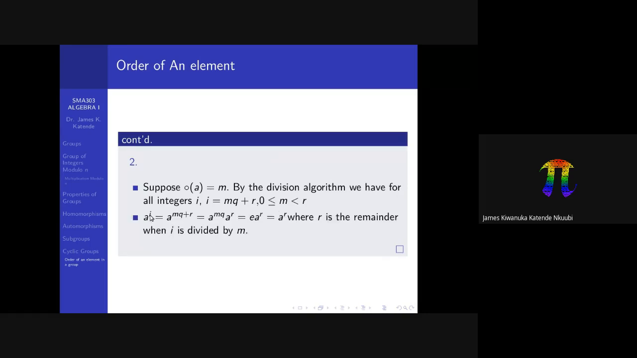So A raised to I is equal to A raised to MQ plus R. We simply replace I with this, and we can split that into A^(MQ) and A^R. But we already know that M is the order of A, so A raised to M will be equal to the identity element. So we have E times A^R, and we're left with A^R. But R is simply the remainder when I is divided by M, according to this statement here. So we have proved the part that A raised to I is the same as A raised to R, where R is the remainder when I is divided by M.